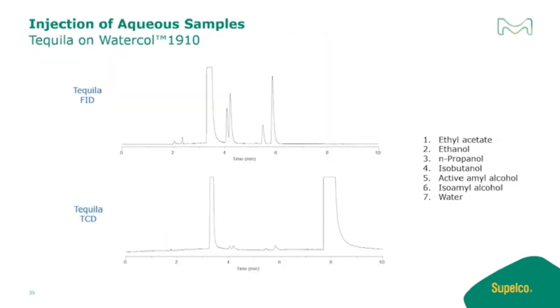The Water Call columns can also be used for looking at various alcoholic beverage samples. Here is a sample where we're looking at tequila on the FID and tequila on the thermal conductivity detector. Again, with the TCD, we don't get very good response for some of the other organics, but very good response for water and the ethanol peaks, so they can both easily be quantified in the sample of tequila.